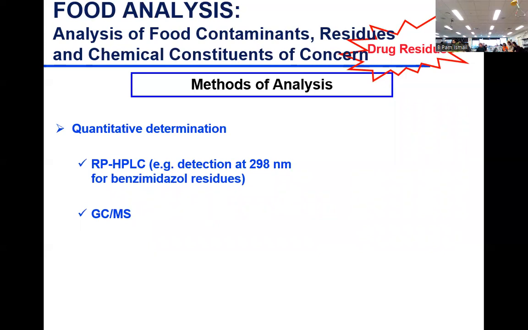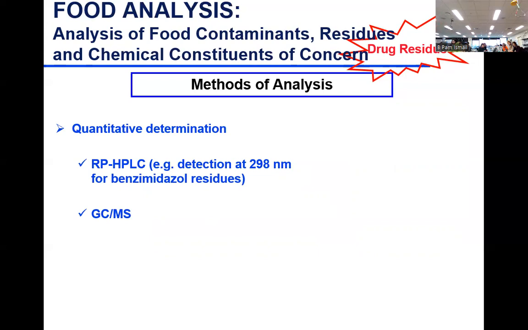So, quantitative methods: reverse phase HPLC for antibiotics is very common. For some antibiotics, you can also do GCMS. But with both, you use MS as a detection. Please remember, this is a very important note for your final.